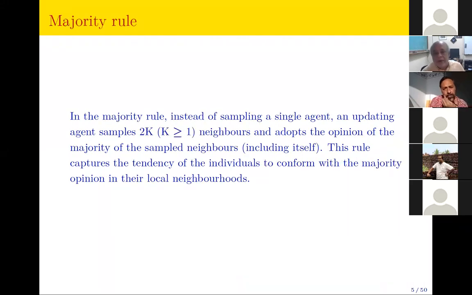In the majority rule, instead of sampling a single agent, an updating agent samples 2k neighbors. We purposely keep it even, as you'll see soon. It adopts the opinion of the majority of the sampled neighbors, including itself. So the total number in some sense is 2k plus 1, so we'll always have a majority.